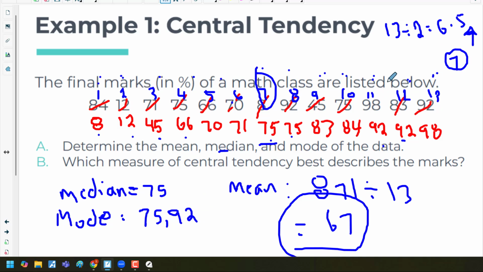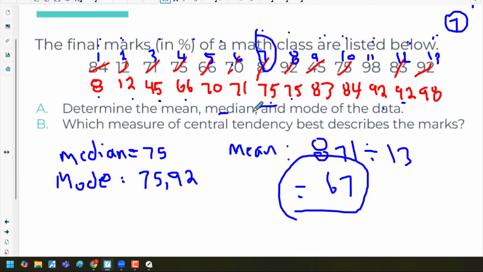Let's continue. Which measure of percentage best describes the marks? So between these three, which do you think best describes the marks? Which is like the true middle, would you say? And I would argue not the mode, because the 92 is kind of really off. 75 is not bad. That's possible. The median, very good as well. And then there's 67 here. I would say the median.